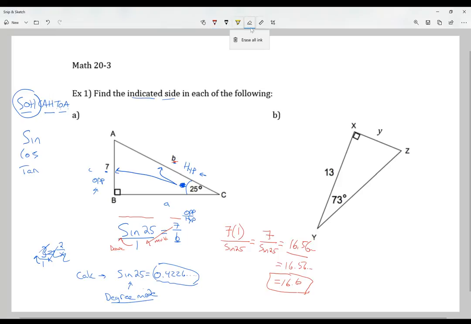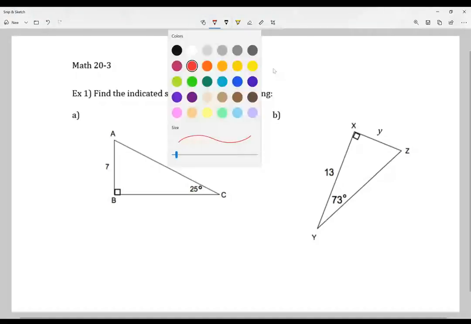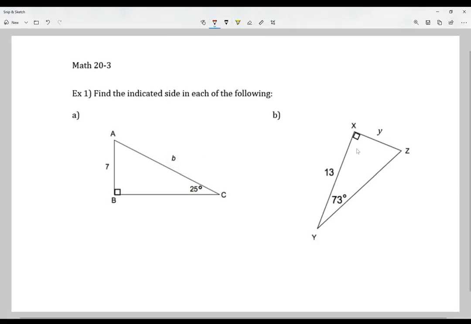All right, let's look at B now. We're going to look at example B, and you can see we have a right angle triangle again. Just to reiterate, we can only use these trig ratios on right angle triangles. My triangle XYZ is a right angle triangle because this angle right here is a right angle. Perfect, so we can use our sine, cos, and tan.